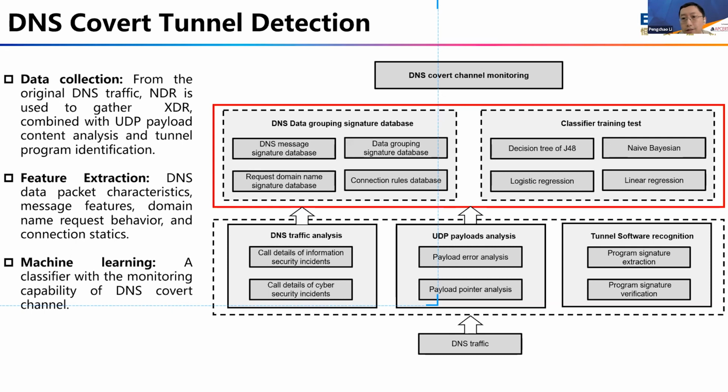So DNS traffic analysis, UDP payload analysis, and tunneling software recognition are combined to make a decision whether there exists a DNS tunnel. Several kinds of feature data, including DNS data packet characteristics, message features, and the connection statistics, are extracted from the combined expert system. The output of a machine learning classifier is whether it is a DNS covert channel or not. Or maybe we can use a regression model to output the confidence of the probability.